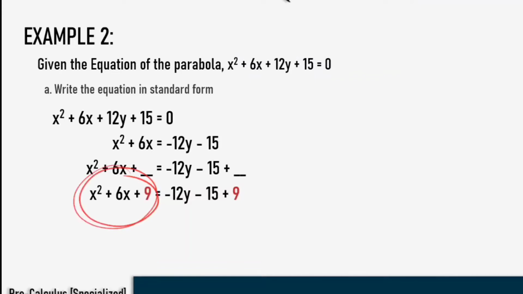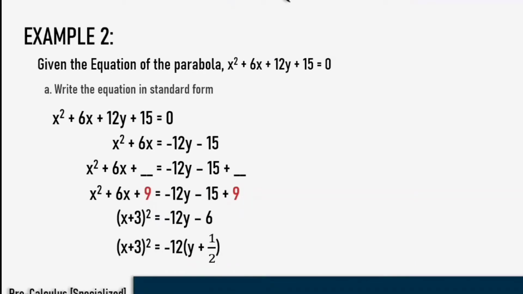Fifth, yung x squared plus 6x plus 9 is a perfect square trinomial which can be rewritten as x plus 3 squared. That is equal to negative 12y, and then yung negative 15 plus 9 is equal to negative 6. Lastly, i-factor out natin ang numerical coefficient ng y, which is negative 12. So, negative 12y divided by negative 12, that is equal to y. And negative 6 divided by negative 12, that is equal to positive 1 half.